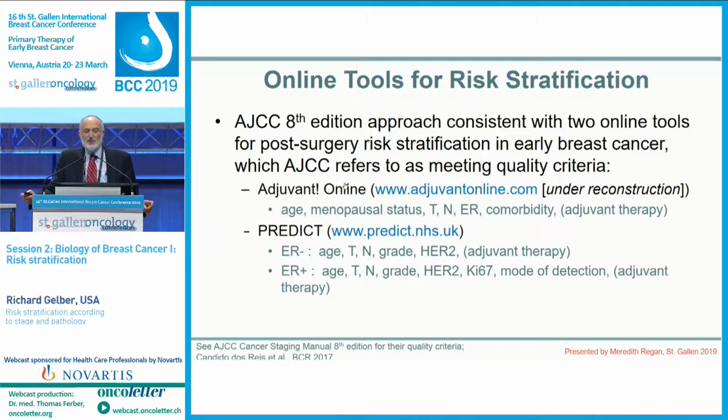There are online tools for risk stratification, and the 8th edition approach was consistent for 2 online tools for post-surgery risk in early breast cancer, which the AJCC refers to as meeting quality criteria. The Adjuvant Online, which is under reconstruction, and I'll talk a bit about the PREDICT score, which for ER negative looks at age, T, N, grade, and HER2 with adjuvant therapy, and for ER positive age, T, N, grade, HER2, and adding Ki-67 and mode of detection.